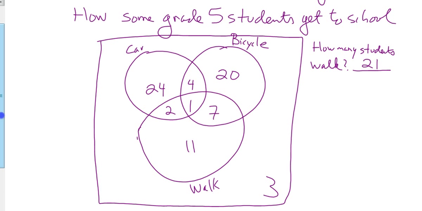So we know from this that some students only walk. How many only walk? 11. So of the 21 who walk, 11 only walk, right? They have no other means of getting there, no other transportation.